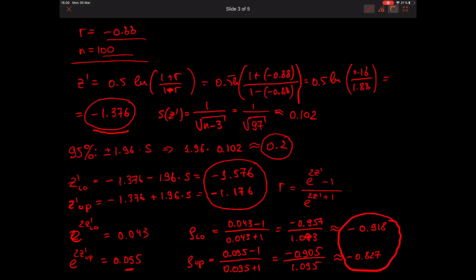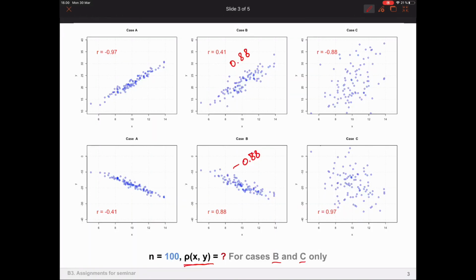And then you can simply do the same calculations for case C. You remember that this is minus 0.41, this is plus 0.41. What you need to change is only calculate a new z prime, because z prime depends on the correlation coefficient while the standard deviation will be the same. So this is pretty straightforward.